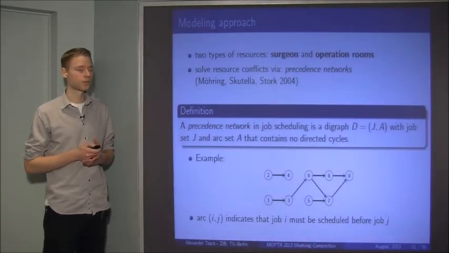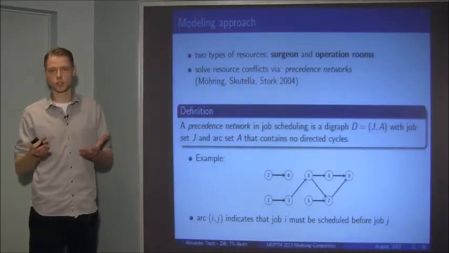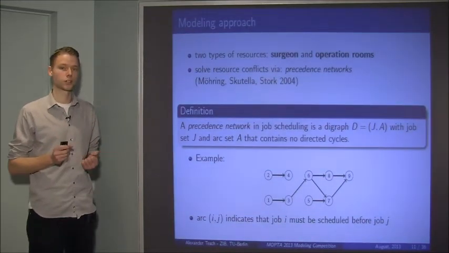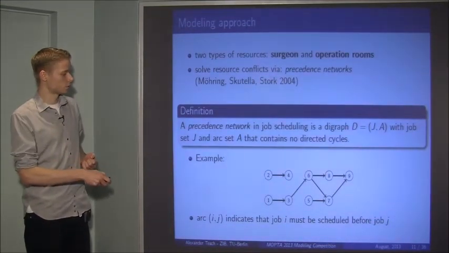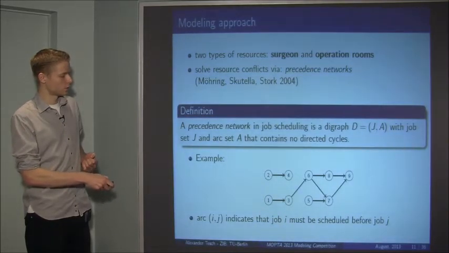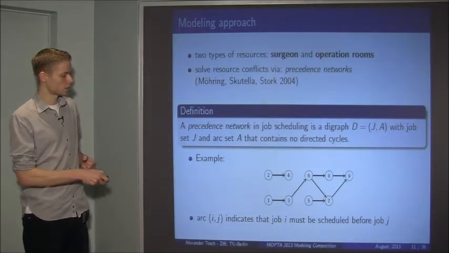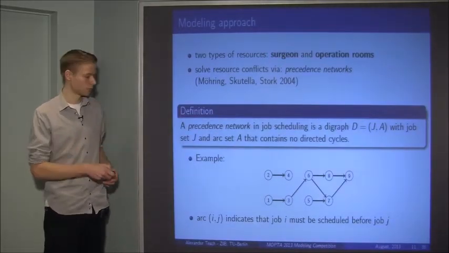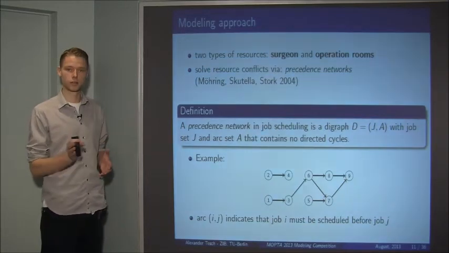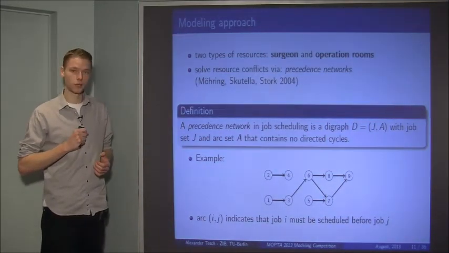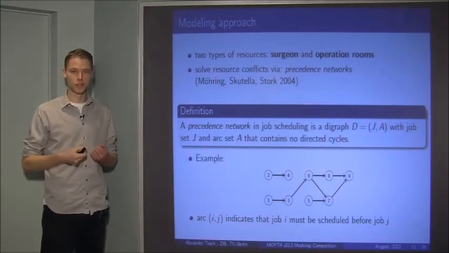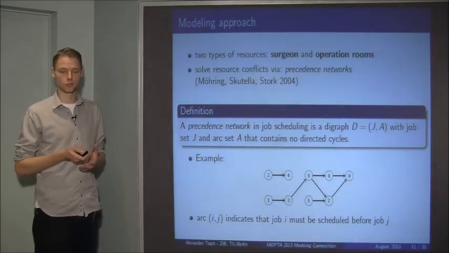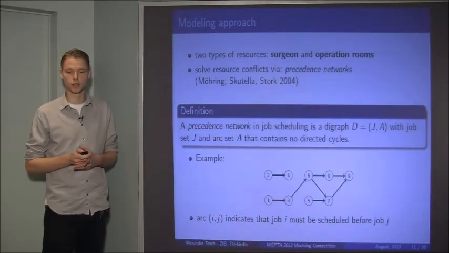So what is a precedence network? A precedence network is nothing more than just a digraph where we consider each of the nodes as the jobs in our problem, and the arcs are precedence relations between the jobs. That means, when we look at the example here, we see that there are arcs between each of the jobs, and that just means that, for example, here, job 2 must be scheduled before job 4, and job 1 before 3, and so on and so on. And it's important that this graph has no directed cycles, because this would necessarily yield an infeasible schedule, because directed cycles would form a loop, and this is not feasible in our considerations.